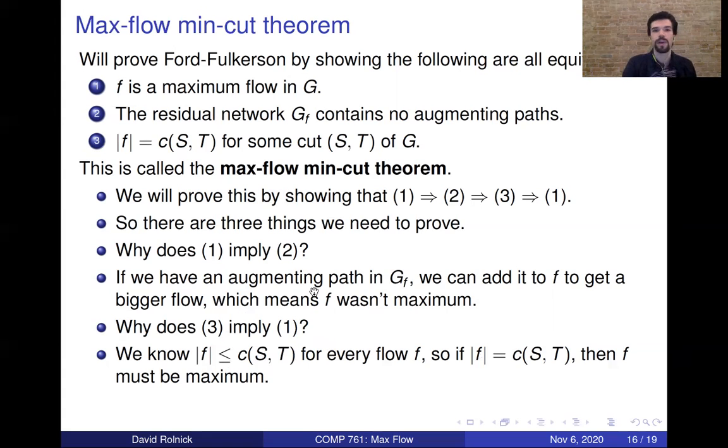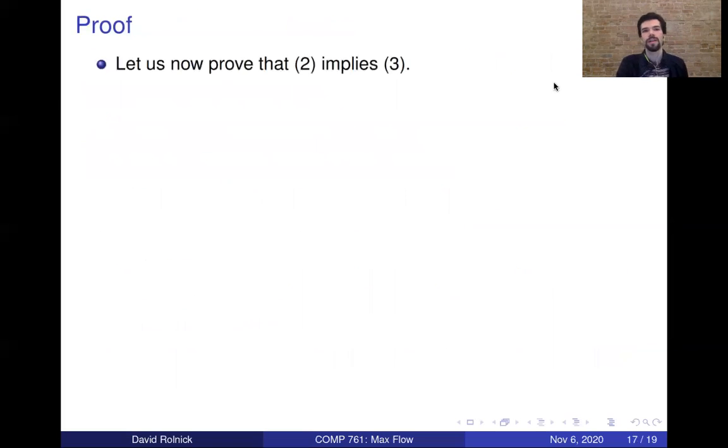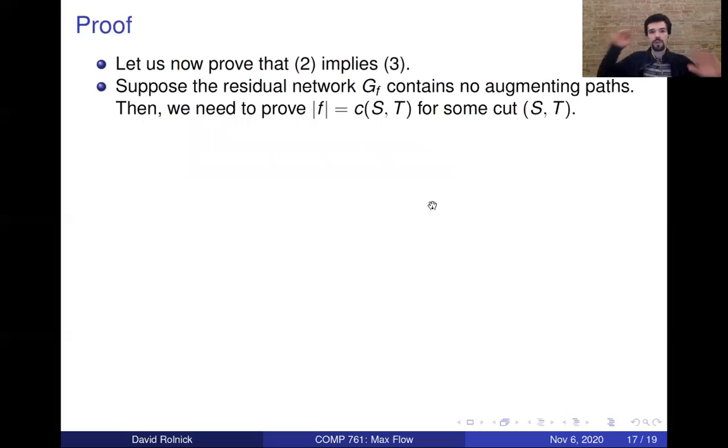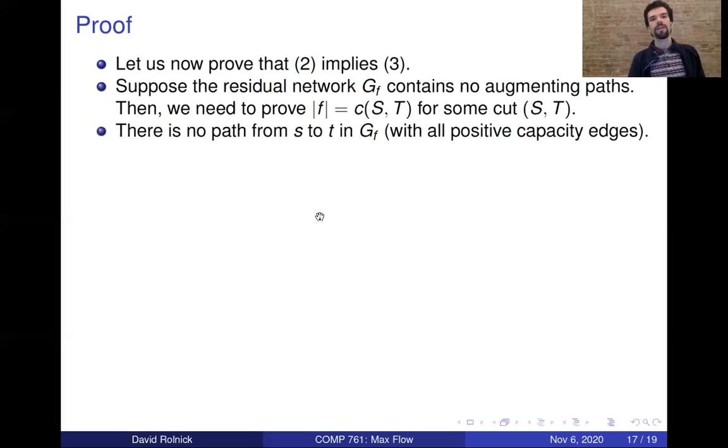Let's do 2 implies 3. So 2 implies 3 is, suppose that the residual network contains no augmenting paths. Then we need to prove that the value of the flow equals the capacity of the cut for some particular cut. And again, if we have no augmenting paths, then that means that there is no path from S to T in the residual network having all positive capacity edges. I'm just going to sort of admit the "having all positive capacity edges," assuming that a path is a path with all positive capacity edges.